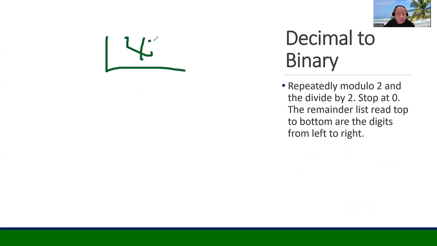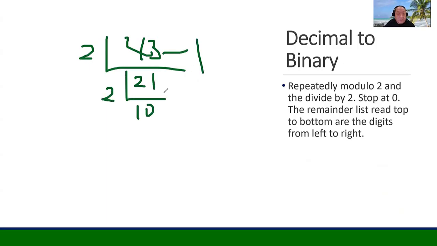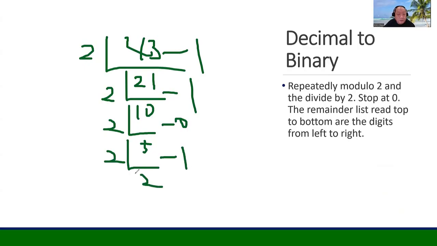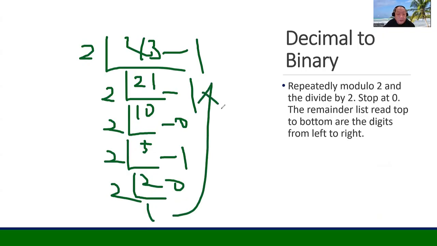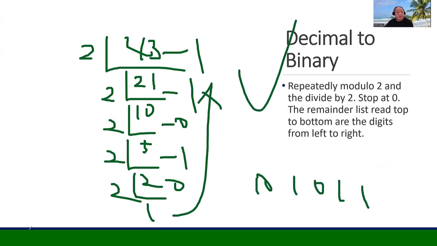It is 43 divided by 2. You got 21 remainder 1, divided by 2. You got 10 remainder 1, divided by 2. You got 5 remainder 0, divided by 2. You got 2 remainder 1, divided by 2. You got 1 remainder 0. So read it, it is 101011. Okay? Good job.